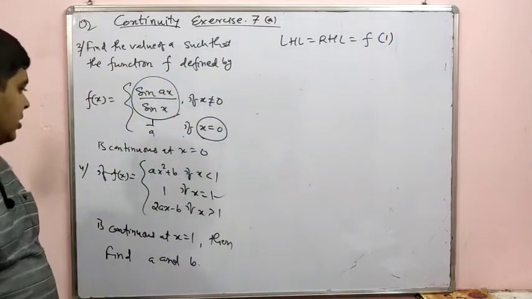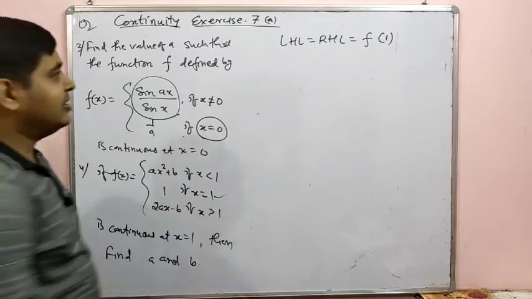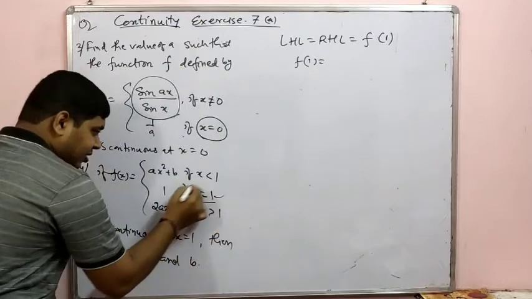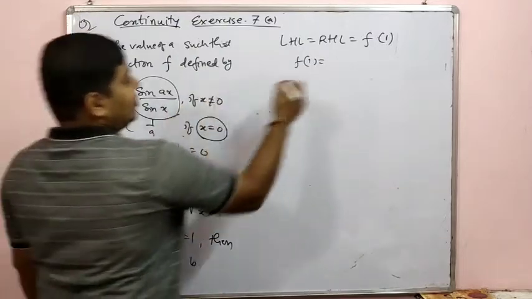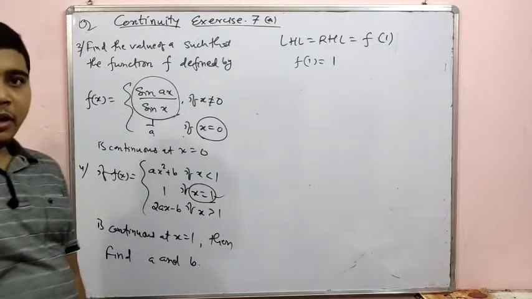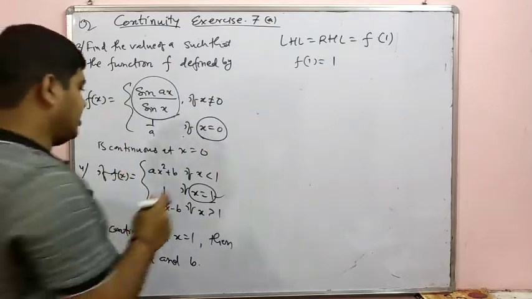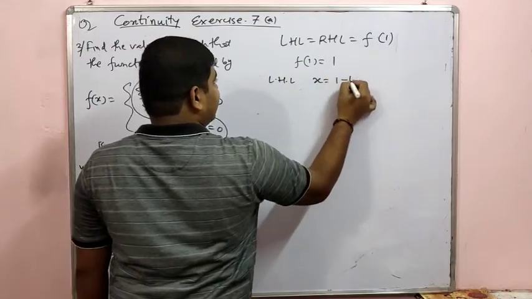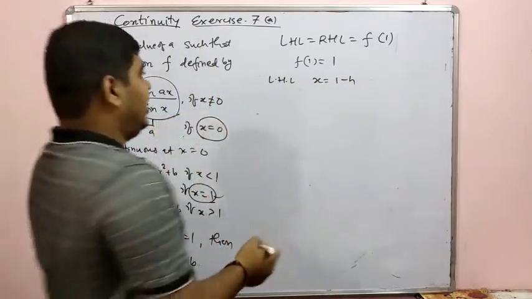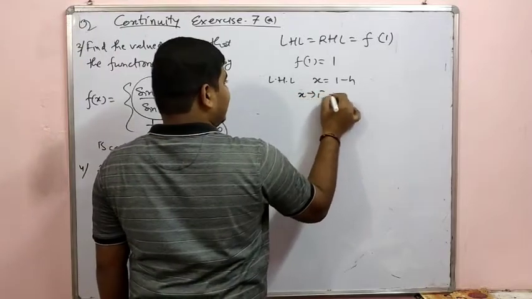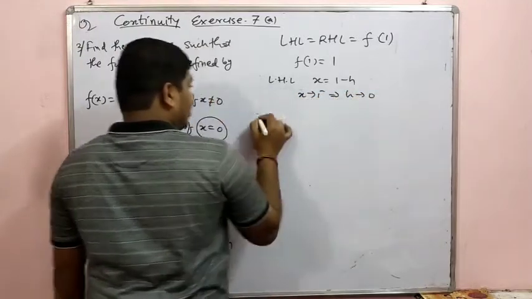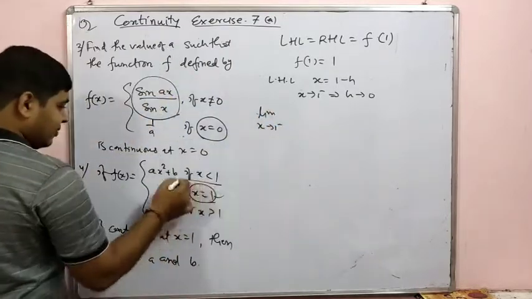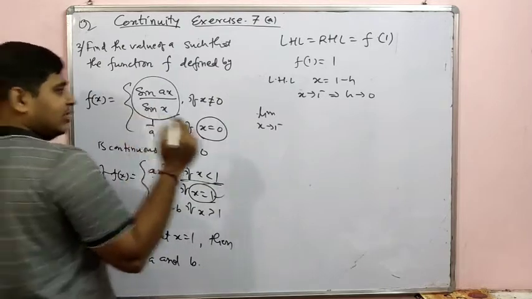Okay. Now look here, value at x is equal to 1 means f of 1. At x is equal to 1 the function is 1. So f of 1 is equal to 1. Okay, now we have to find left hand limit. Left hand limit. So if x is equal to 1 minus h, meaning slightly less than 1. So if x tends to 1 minus, this implies h tends to 0. So limit x tends to 1 minus, for values less than 1 the function is ax square plus b.